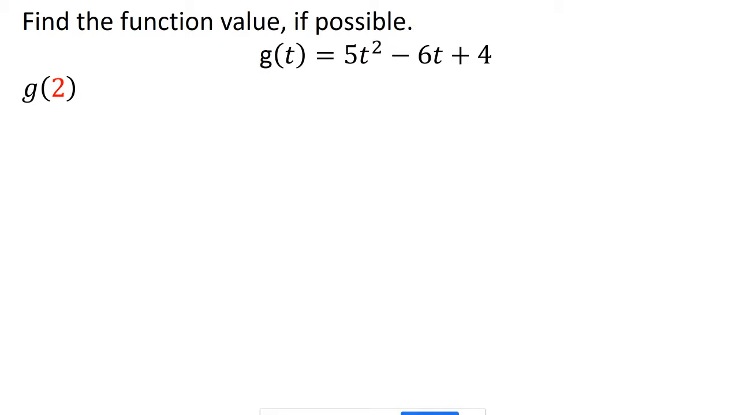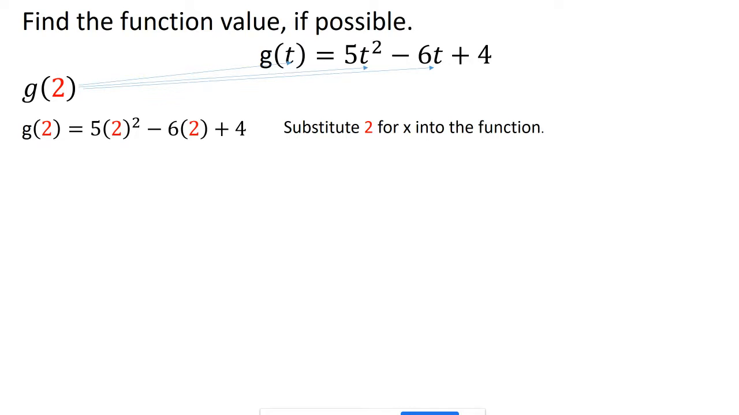Okay, so let's try this one. G of 2, that means we're going to plug in 2. Instead of x, we don't have an x here, but we have our variable, which is t. So you're going to plug in the 2 into every single t that you see in the function. And so if you notice here, I have a t squared and t, so I replaced them all by a 2.